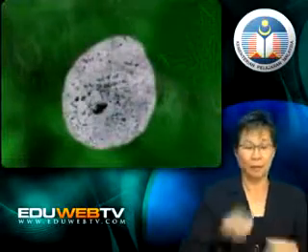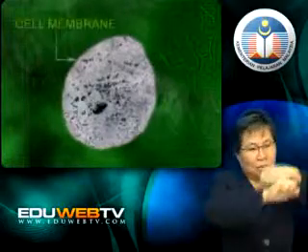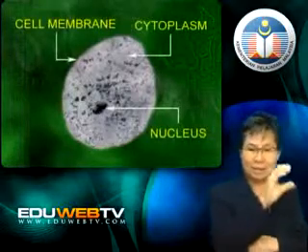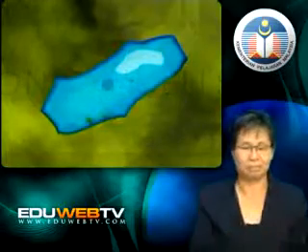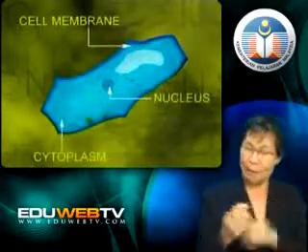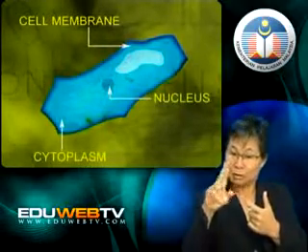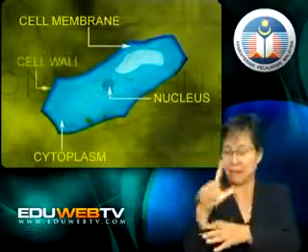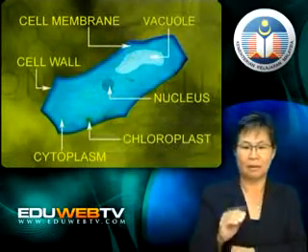An animal cell, such as a human cell, has this basic structure: cell membrane, nucleus, and cytoplasm. However, a plant cell is slightly different. Like the animal cell, it also has a cell membrane, a nucleus, and cytoplasm. In addition to that, plant cells have a cell wall, a vacuole, and chloroplast.